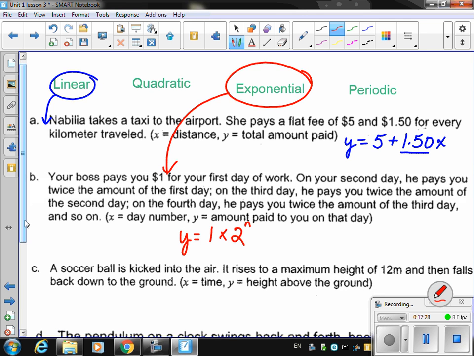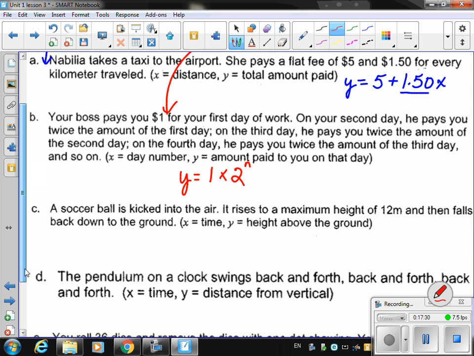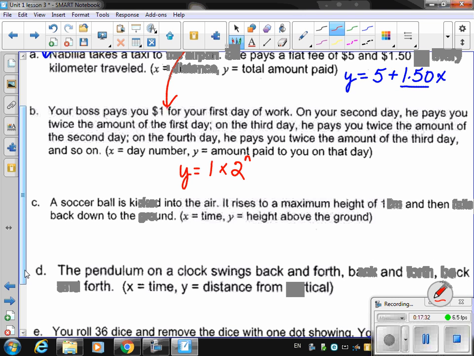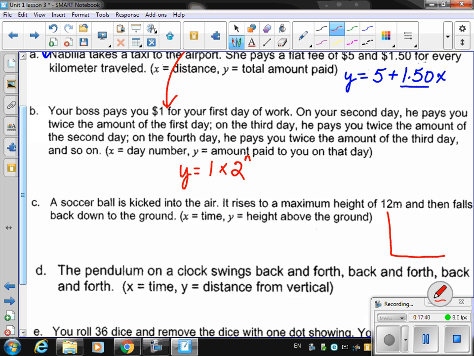C. A soccer ball. Did lots of those last year. A soccer ball is kicked into the air. It rises to a maximum height of 12 meters and then falls back to the ground. If you saw a graph, you would kick it and it would go up to a maximum and back down again, the force of gravity working on it. We would have a parabola or a quadratic equation.